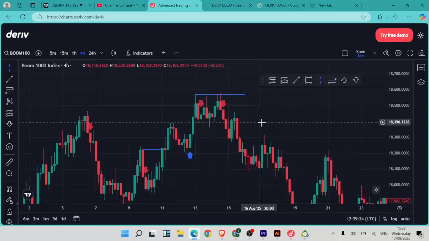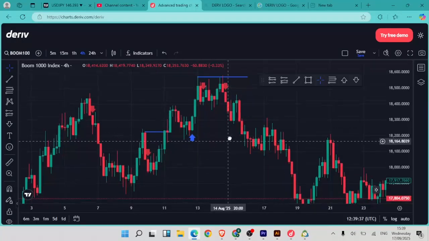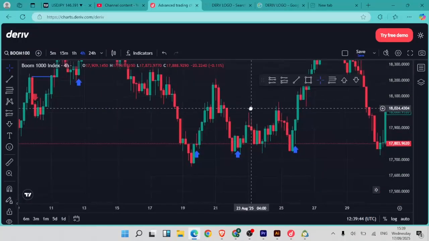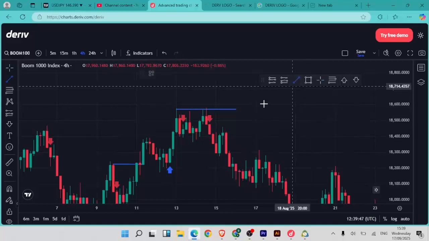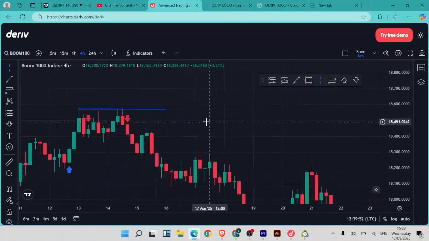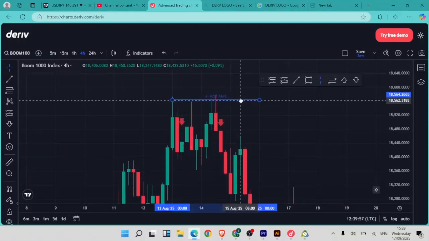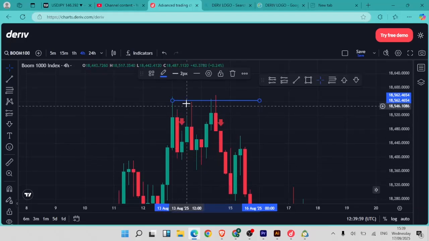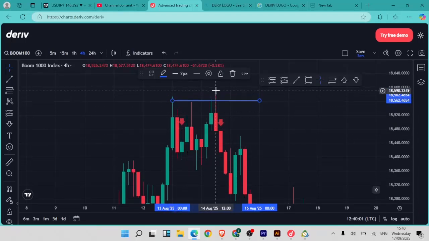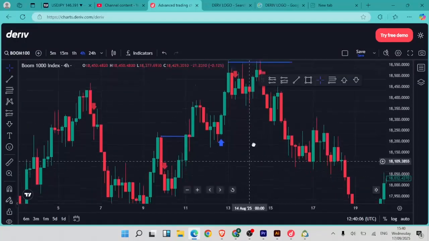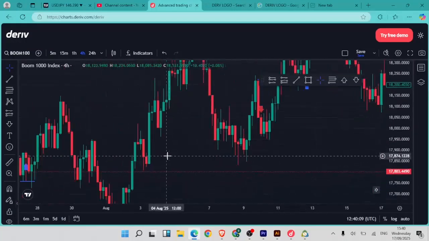We are in the 4-hour time frame. Assuming you want to combine with other technical analysis methods, you can use support and resistance. Look at this resistance. The moment we hit that resistance, and then later on we have price coming back to it, right? Bearish engulfing, resistance, resistance, resistance. With the bearish engulfing, you sell.